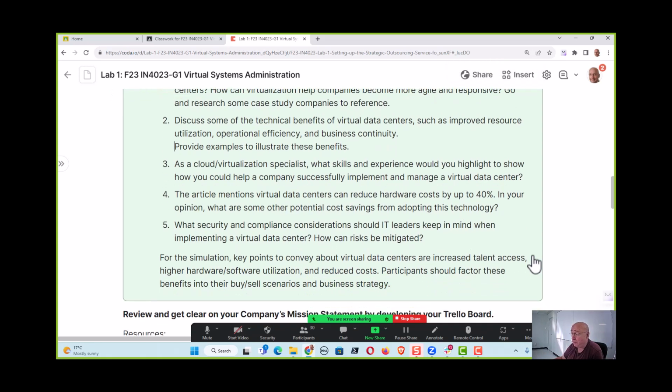As a cloud virtualization specialist, which is you, congratulations, what skills and experience will you bring to bear to show how you could help the company successfully implement and manage a virtual data center?